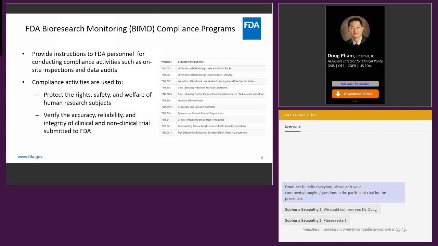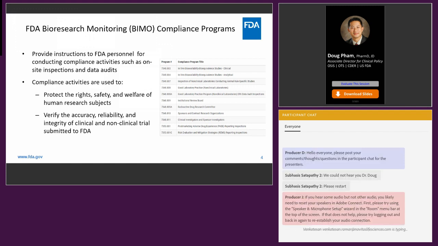There are currently 11 BIMO compliance programs, or CPs, and they span from IRBs to clinical investigators to in vivo bioanalytical and bioequivalence studies. For us today, we're just going to focus on a few parts of the in vivo BA/BE clinical studies under program 7348.003. Please keep in mind that these CPs provide instructions to FDA personnel for conducting compliance activities. For everybody else, it's a really compelling document that lets outside folks see what we tell our internal folks.